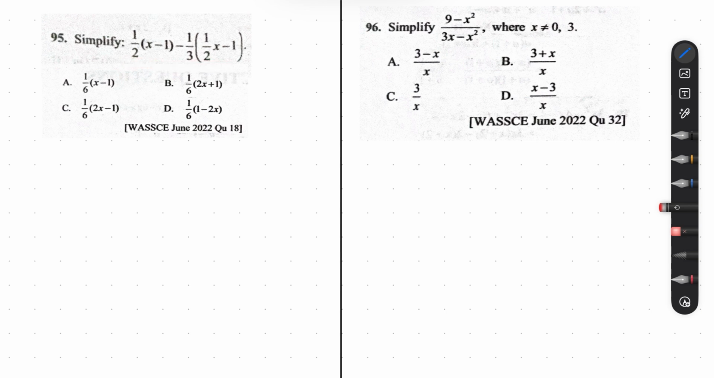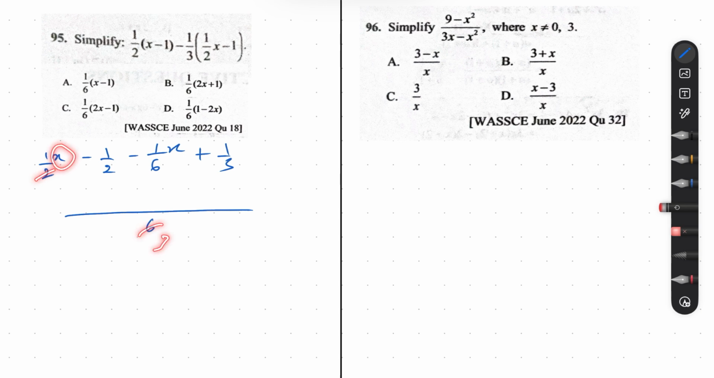Okay, so now we have half x minus half minus 1 over 6 x plus 1 over 3. Okay, cool. Now let's find the LCM. The LCM is what? 6. Okay, cool. So now 2 goes into 6 3 times and then multiplies this.